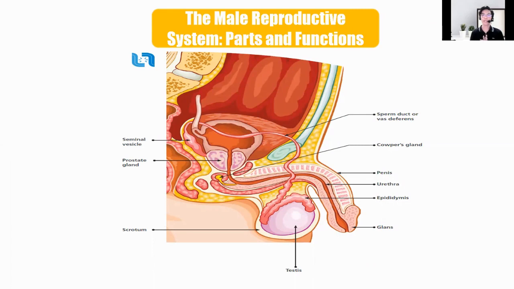The parts of the male reproductive system include the following: seminal vesicle, prostate gland, scrotum, testis, glans penis, epididymis, urethra, penis, Cowper's gland, and sperm duct or vas deferens.